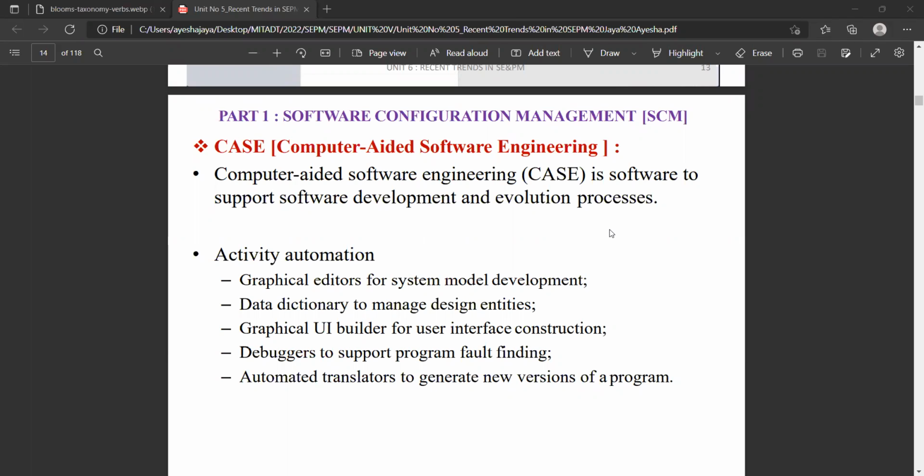One is graphical editors for system model development. Obviously we require editing in the form of visualization. First we visualize the design and only then can we implement. We don't directly start creating a building.